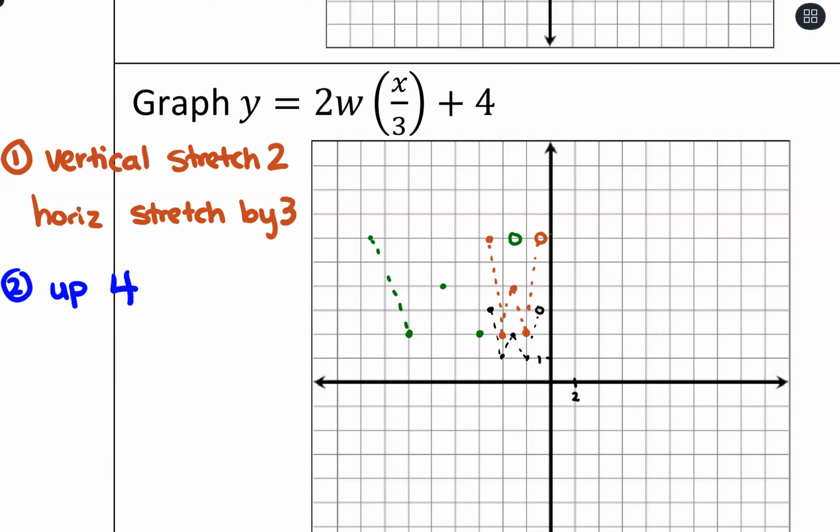Okay, so there is my horizontal stretch by 3, and then my very last step is to move everything up by 4. So, up 4 units, and I kept my y-axis as a unit of 1, just so you know. 1, 2, 3, 4. 1, 2, 3, 4. And 1, 2, 3, 4. Connect those dots and we have it.